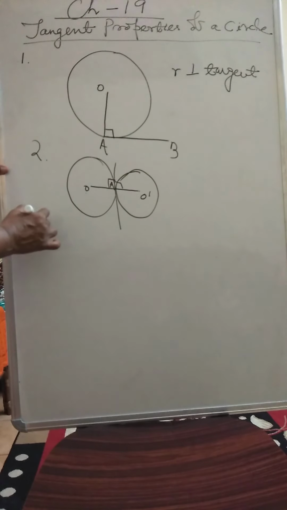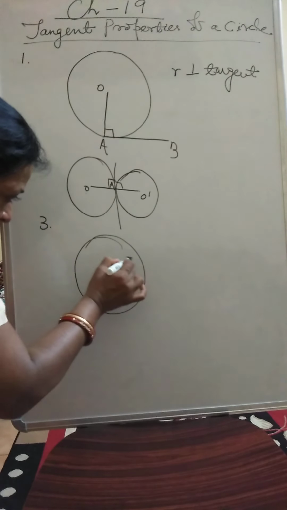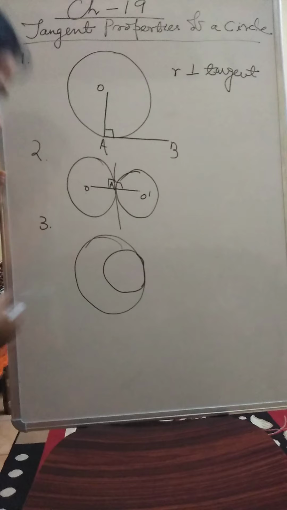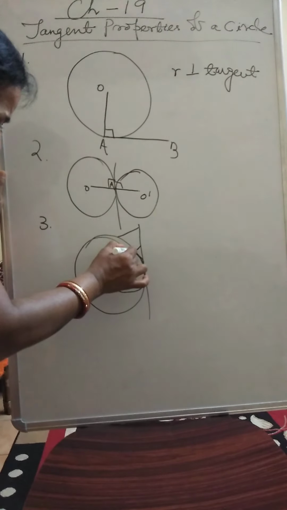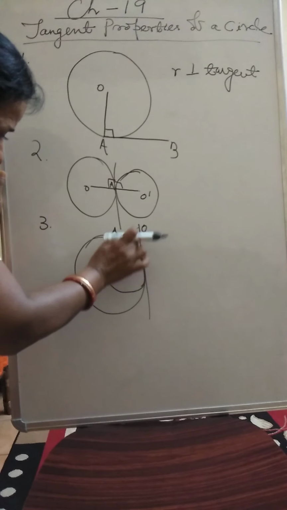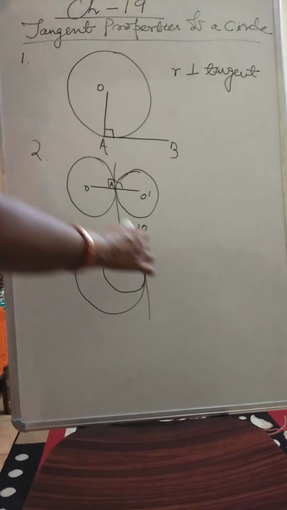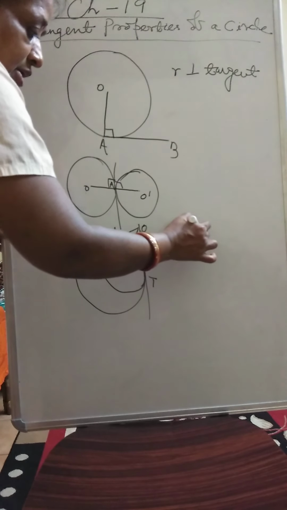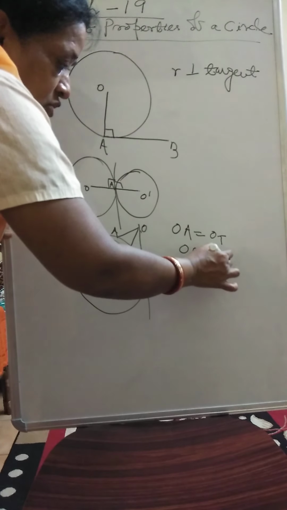Third point, when the two circles touch internally, then you see that I can write OT is a tangent. I'll write OA is equal to OT, OB is equal to OT.